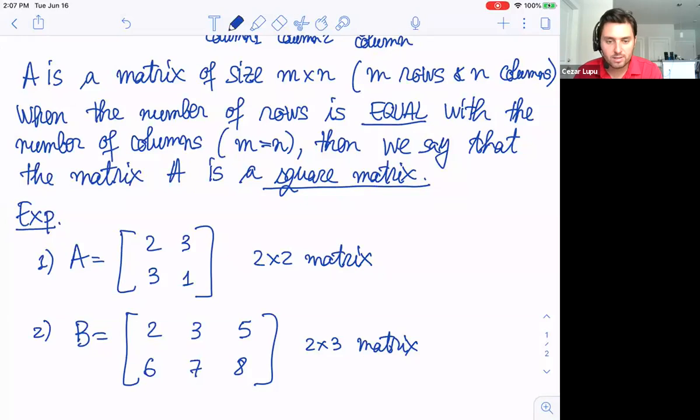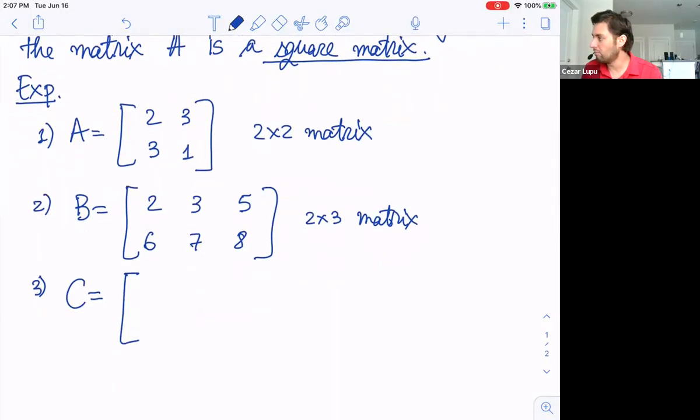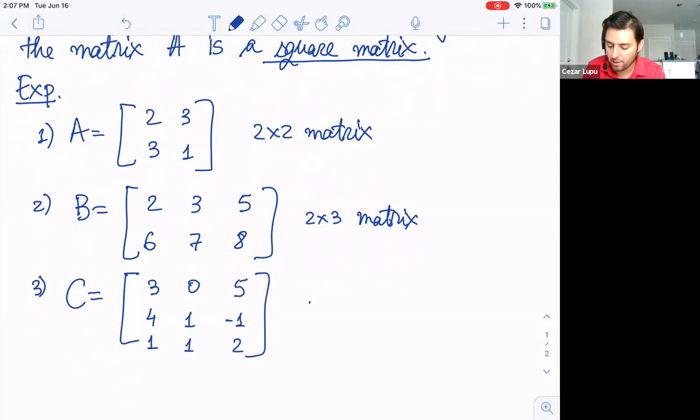All right. So these are the two examples. The first one is a square matrix, and the second one is not a square matrix. Let me give you another example of a matrix. Let's say C. Let me take 3, 0, 5, 4, 1, -1, and 1, 1, 2. This is again a 3 by 3 square matrix.